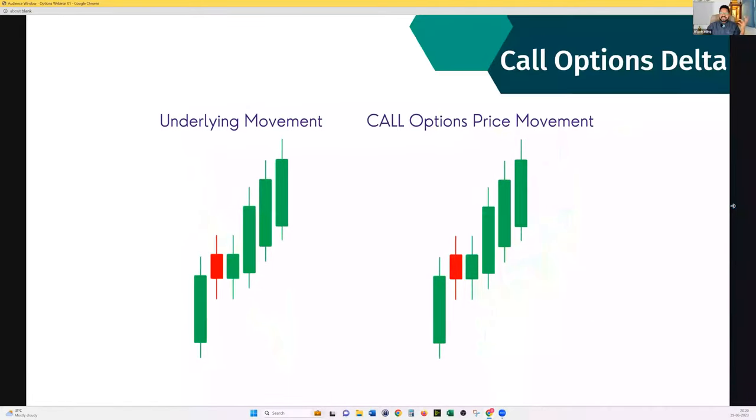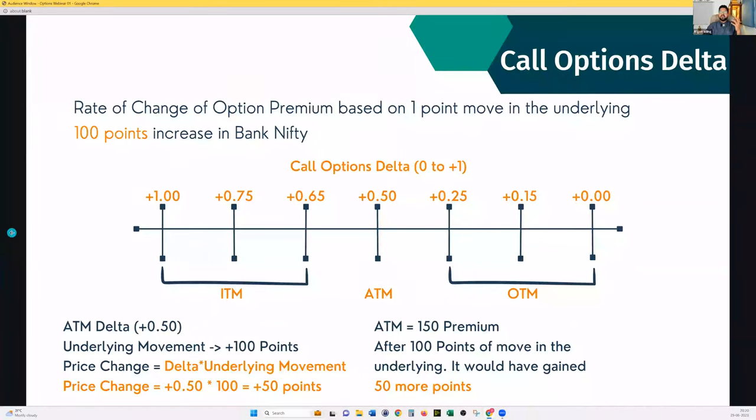During the start of the session, I asked this question. So first let me just explain for the call side. As we know, delta is the rate of change of option premium. Delta is known as the rate of change of option premium based on one point of move. If the underlying moves one point, how much should the premium increase? That is the base work done by delta.